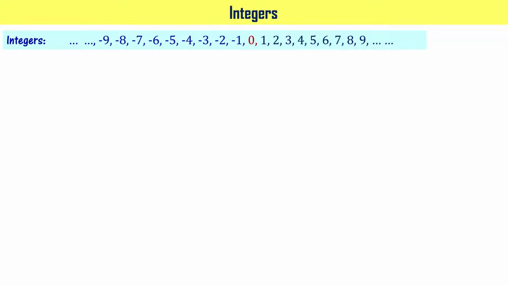Now let's quickly recall integers. Integers are collection of positive numbers, 0, and negative numbers also, right? We can read the integers as 0, 1, 2, 3, 4, 5, 6, 7, 8, and so on, and -1, -2, -3, -4, -5, and so on, right?